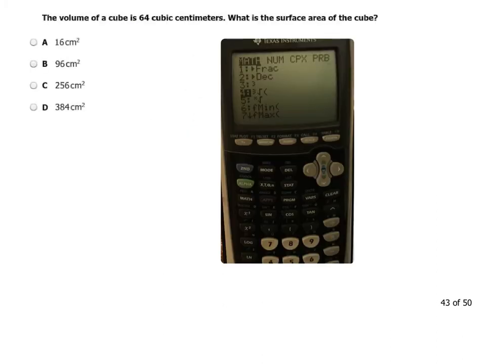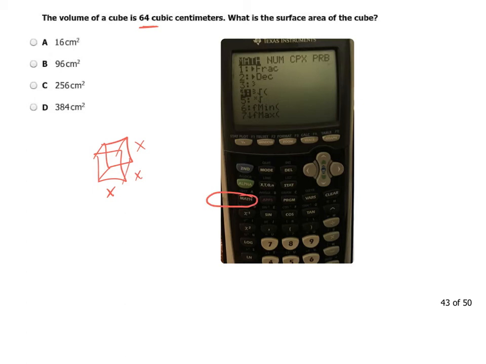So for this problem, it says the volume of a cube is 64 cubic inches. And so a cube looks like this. And so what we know is that the volume is 64 cubic inches. We know that the length, the width, and the height is the same, but we don't know what that number is. So what you can do is you can go to your calculator and tap the button that says math.